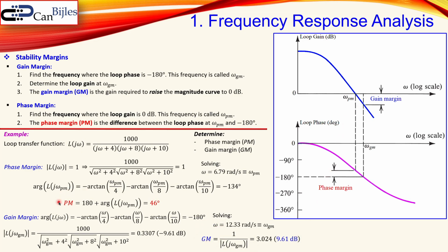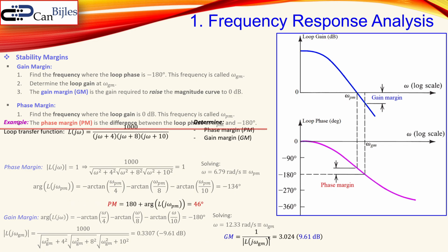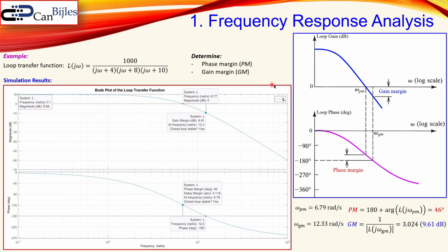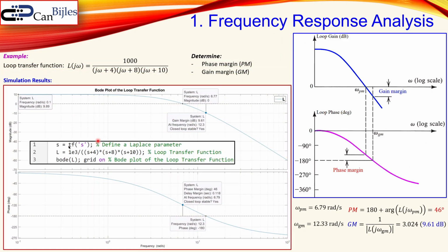So looking at the results, the phase margin and the gain margin, we have now a stable closed loop system. Let's see that also in the simulation, because that is also interesting. This is the Bode plot generated using MATLAB. Using the script here, you see the definition of the Laplace transfer parameter. This is the loop transfer function we have here, and we have now the Bode of this loop transfer function. Now you can see that the gain margin here is 9.61 dB and the phase margin is 64 degrees, as we have calculated. So this is in agreement with our calculations.